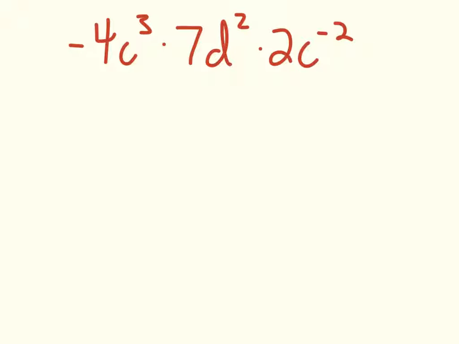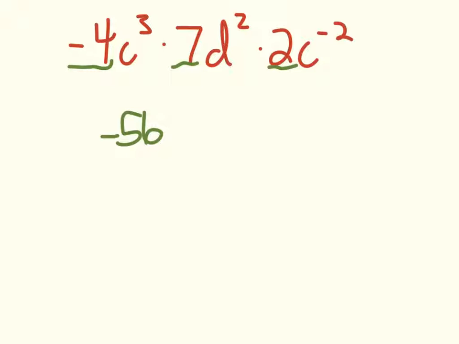Our third example looks a lot like the second example. We've got some different pieces. We need to multiply and simplify this. So again, pause the video and try to write down what the simplified form of this is. Again, we can take the coefficient parts, the negative 4, the 2, and the 7, and we can multiply those together. That gives us negative 56.